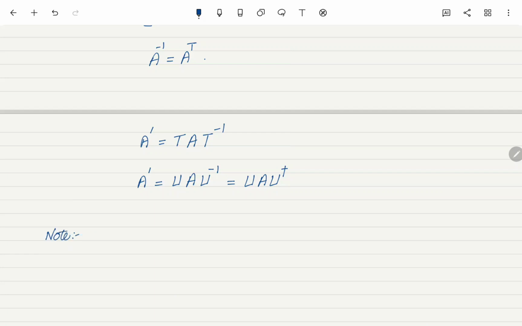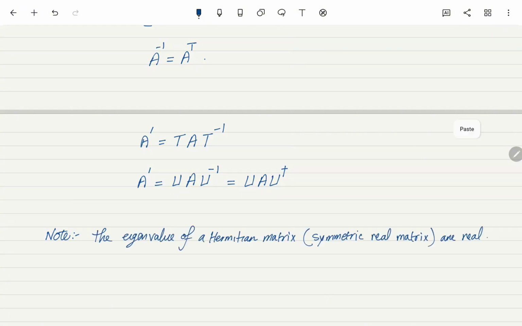Note number 1. The eigenvalues of a Hermitian matrix or symmetric real matrix are real. As another note, the eigenvectors of a Hermitian matrix or real symmetric matrix belonging to different eigenvalues are orthogonal.